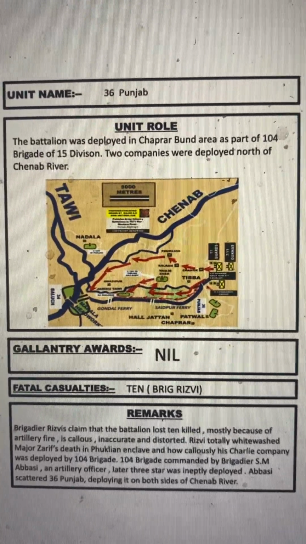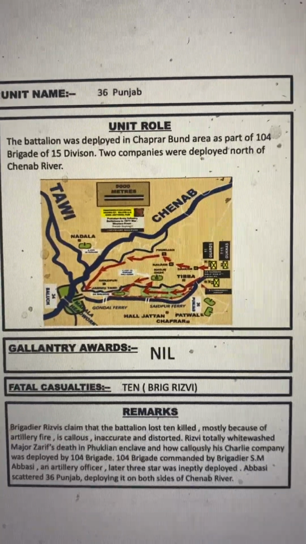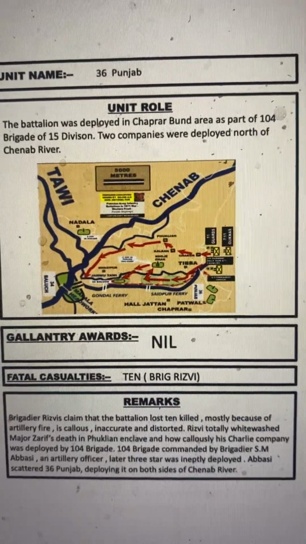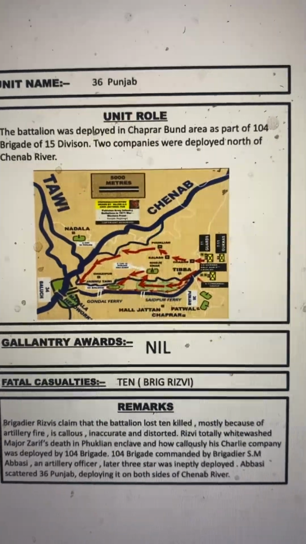This battalion was most ineptly deployed. Abbasi scattered 36 Punjab, deploying it on south and north sides of the Chenab River.